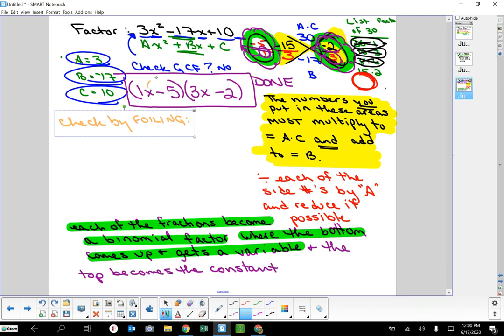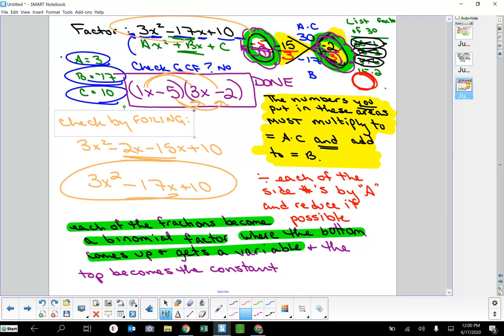So here, x times 3x is 3x squared. X times negative 2 is negative 2x. Negative 5 times 3x is negative 15x, and negative 5 times negative 2 is positive 10. Combine like terms in the middle, and I get 3x squared minus 17x plus 10. That's what we started with up here. And so in the purple box is the answer to that problem. That's the factored form of that problem.